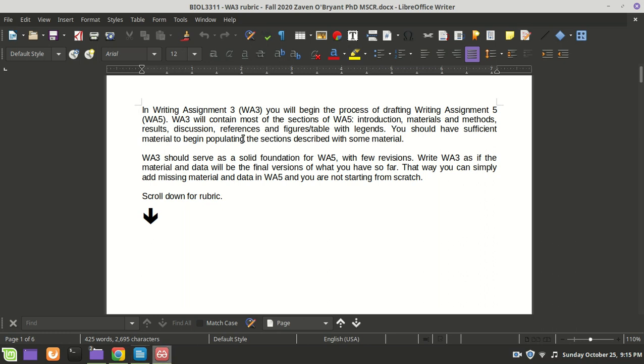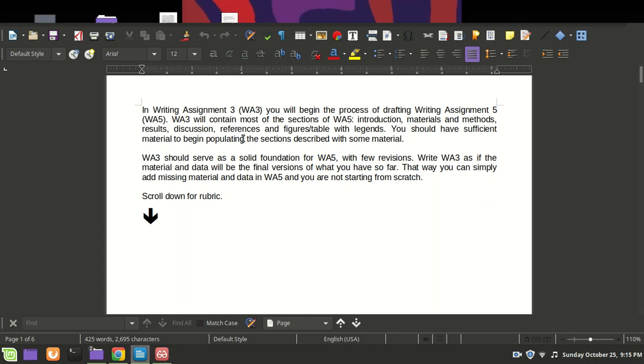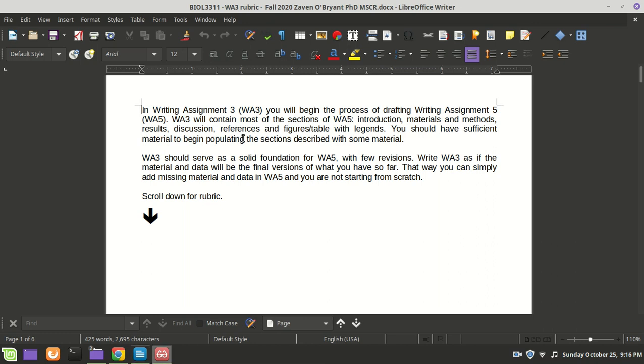So, write WA3 as if the material and data will be the final version. That way, when you turn it in, you can check it, or I can check it, and you will see what you need for WA5, what you need to change. It's kind of like letting the person who's going to grade it look at it and tell you what's wrong with it. Now, you might not make as good a grade on WA3 because it's not the final version, whatever. But realize the one that counts the most points by far is WA5. That's the one you're trying to get as close as possible.